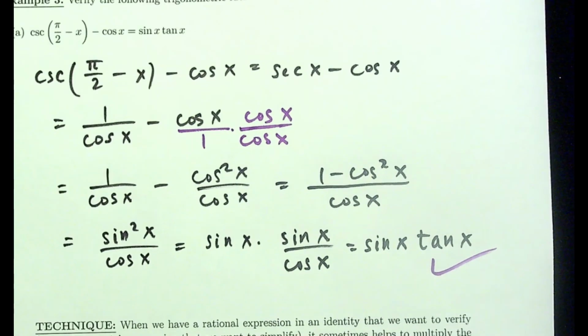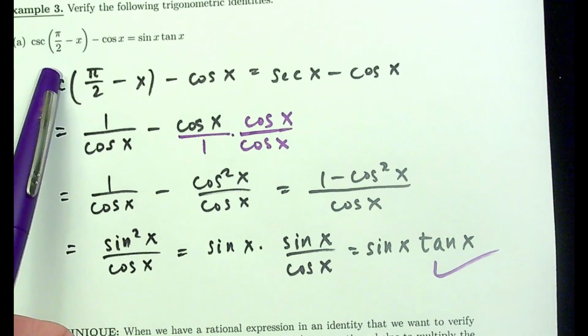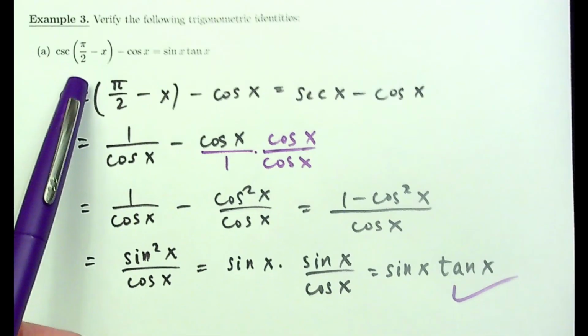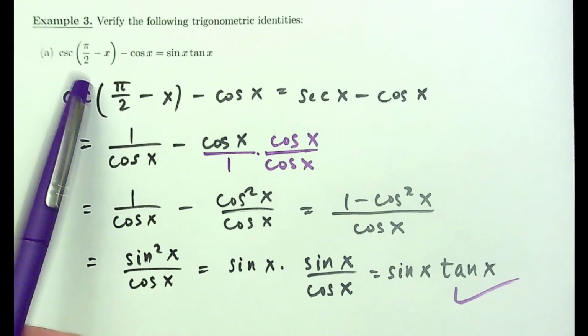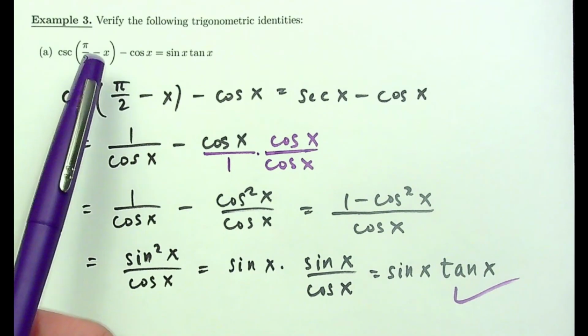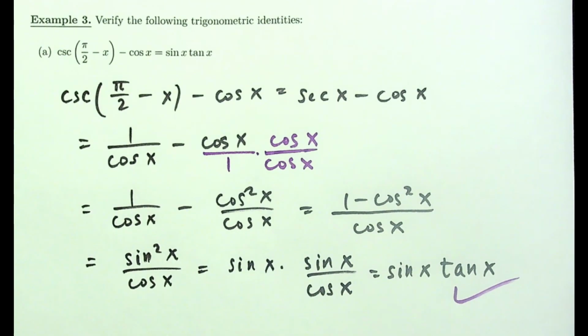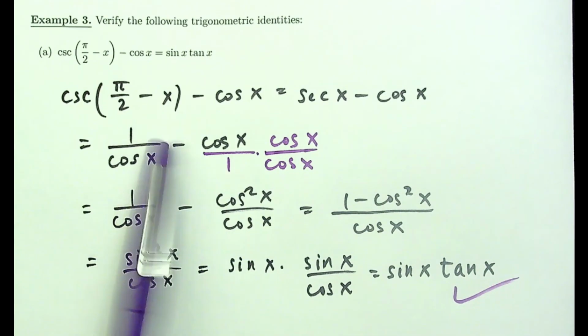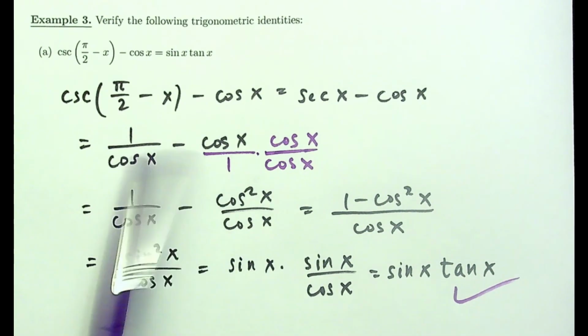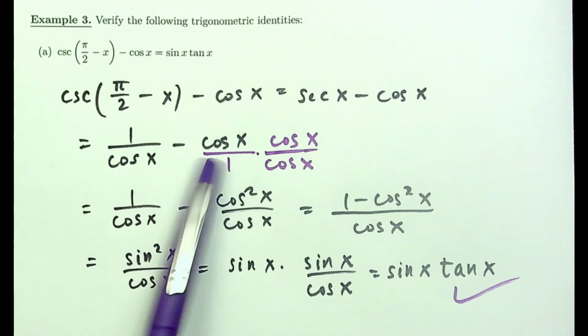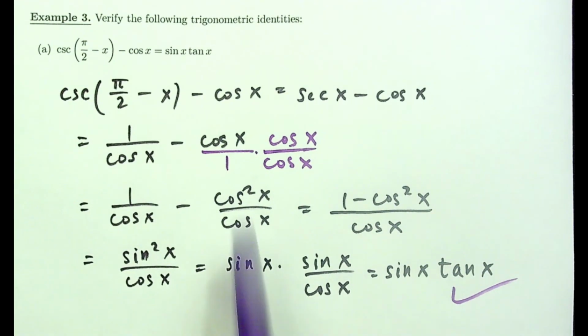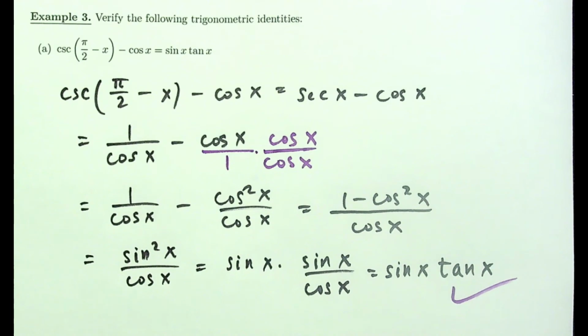Okay, so for this problem, what I want you to take away is that if you see a pi over 2 minus x inside of one of the trig functions, that should remind you of the cofunction identities. And another thing is, if you have two terms, one way of simplifying is to perhaps put them together in a single fraction like we did here. That also could help when simplifying.